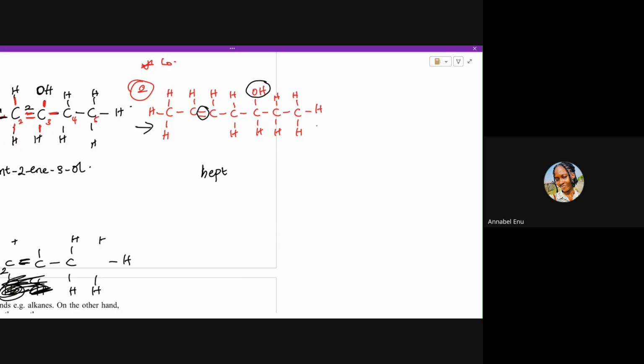We can number from this side. It mustn't be from right to left or left to right. Anywhere that gives us the smallest number in terms of the higher priority is the one that is good to go. So we will not say this should be number 1, 2, 3, 4, 5, 6, 7. If we do that, then our alcohol will be in the number 5 position. That is wrong. Instead, we'll number from here. 1, 2, 3, 4, 5, 6, 7. Yes, that's how we would number it.